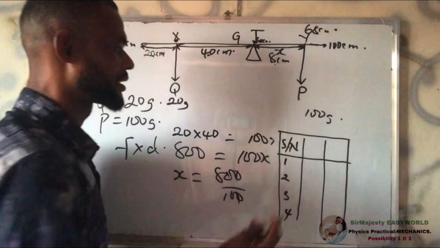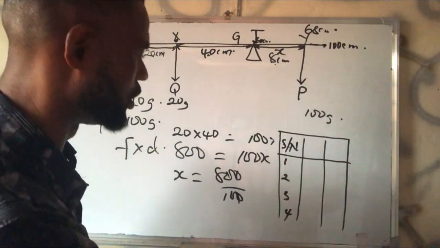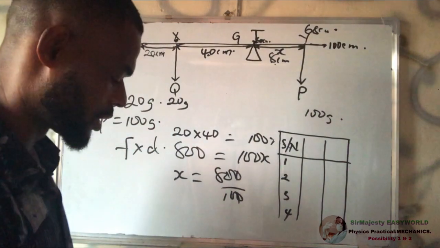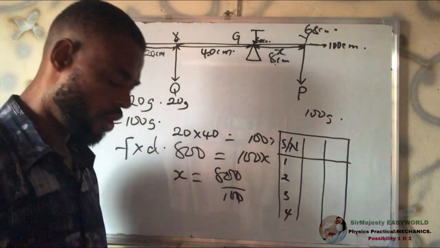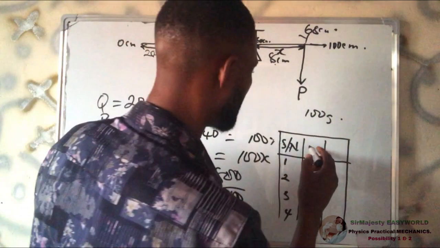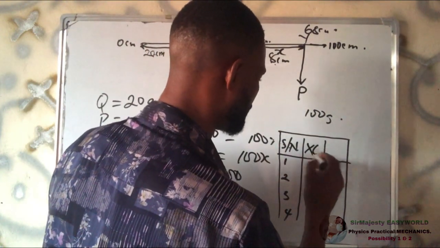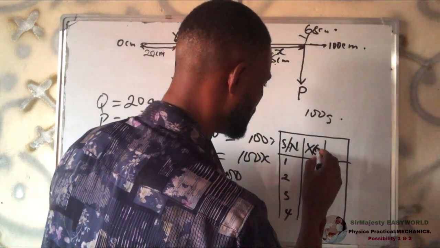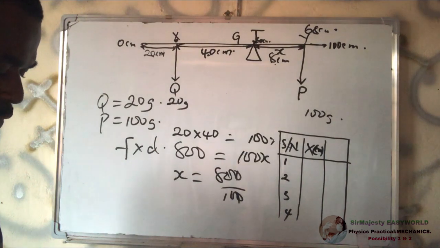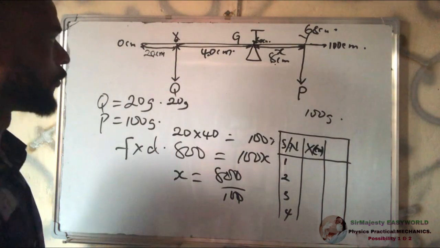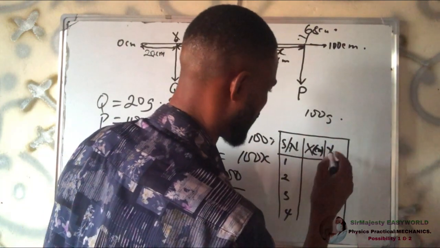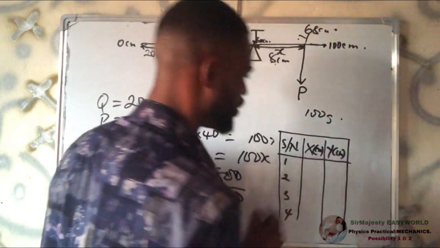Then, the next thing is what they want you to record. It must come into your table. Like now, the question says, as you can see on the screen, record the position x of Q. I write x here. Remember to put the unit. It is in centimeter. And also record the position y of P. That is from here to here. You make use of y. And remember to put your unit in centimeter.